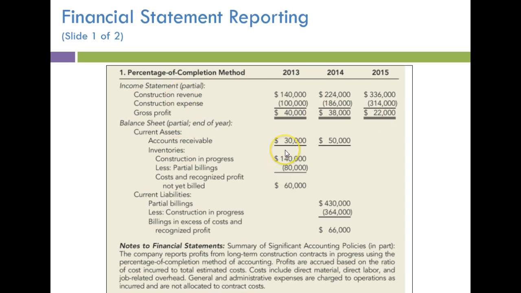Here you can see what the accounts receivable is at the end of each period. And even in inventories, what construction is in process versus what we've already billed out. Again, none of this is going to mean anything until we start doing some problems, okay?